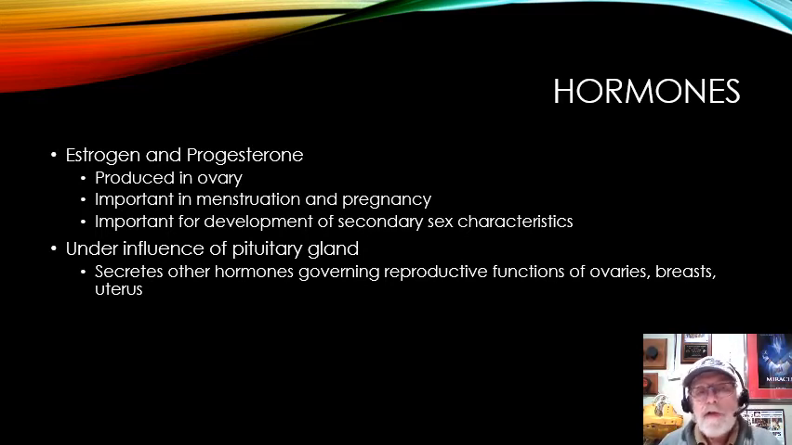So we know that the estrogen and progesterone are essential in this overall cycle. Also, estrogen and progesterone are important in the development of secondary sex characteristics, such as deposition of fat, development of breasts, hair patterns, and stuff like that.